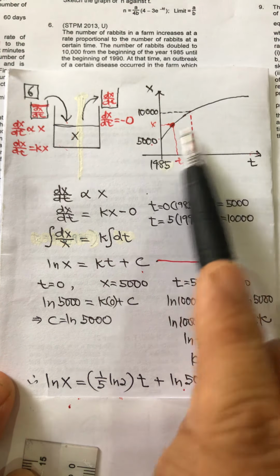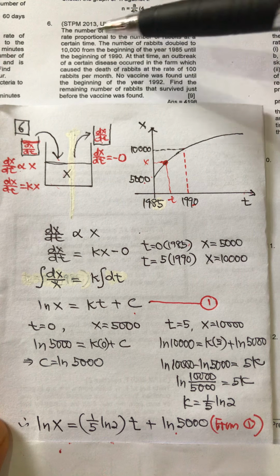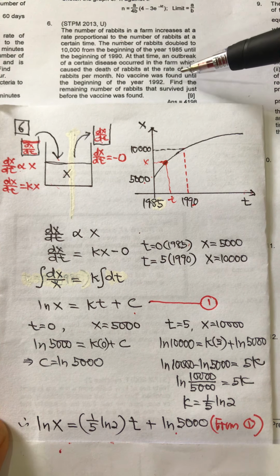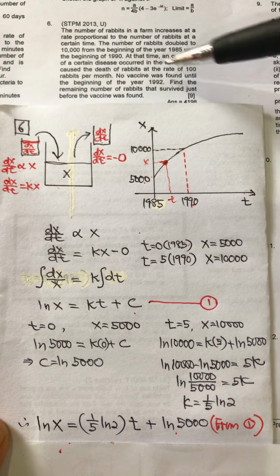After that we read the question again. We continue. At that time, an outbreak of a certain disease occurred in a farm, which caused the death of rabbits at the rate of 100 rabbits per month. Now here, be careful, they use month, but we have to change to year, because before that we are using year, because you see just now 1985 we put 0, 1990 we put 5, that is year. So remember, you have to change to year.